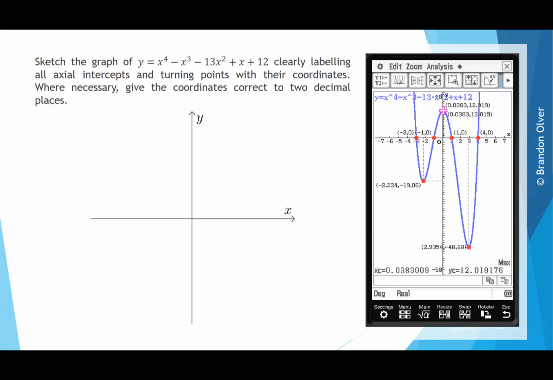And finally, and this is where in this example you need to be careful, this maximum turning point isn't the y-intercept, even though it may look like it. We can go analysis G-solve y-intercept to find the value of the y-intercept. So now we have all key features of the graph with their coordinates. Our job now is to sketch the graph from the calculator screen. So it's going to look a little bit like this.